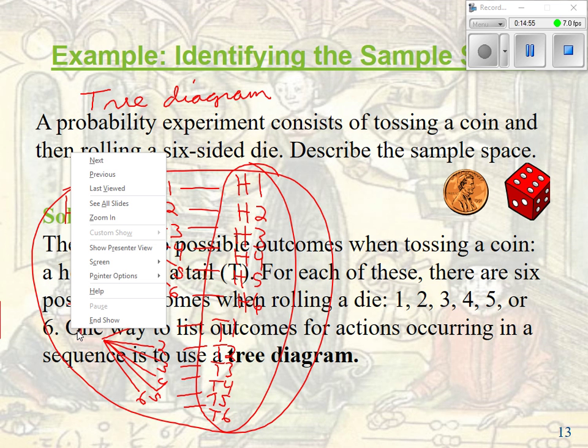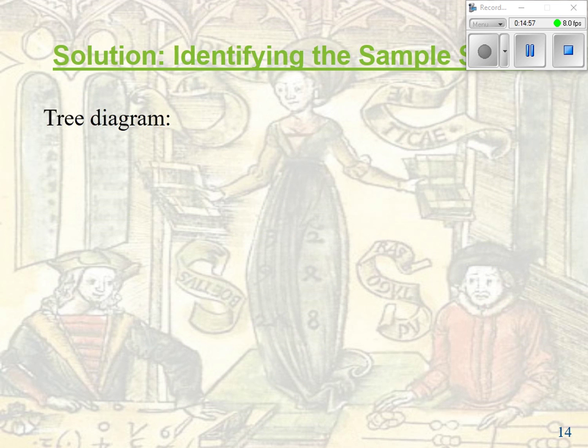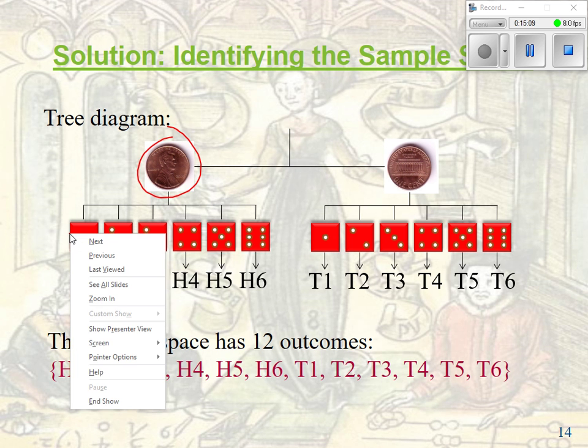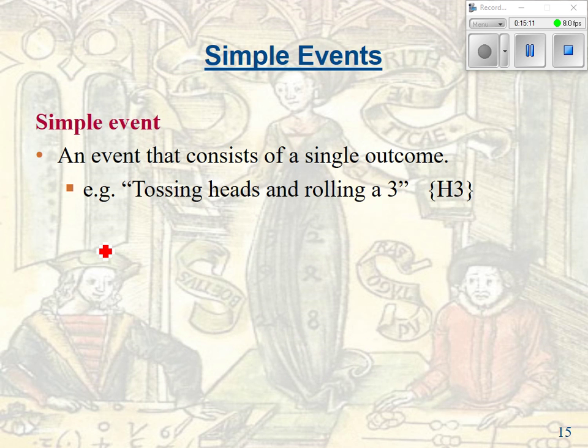How many possible outcomes were there? 12. A tree diagram looked like this. That's what we just had. I made mine sideways. They made theirs up and down, with cute little pictures of a head and a tail there.